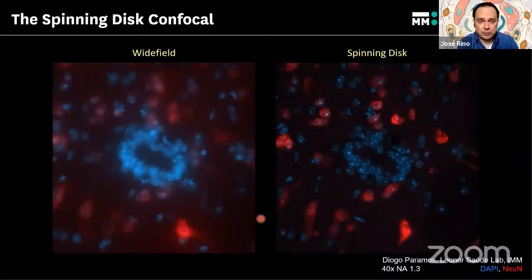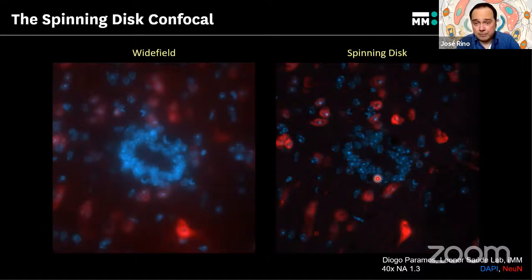So this is an example comparison between wide field and the spinning disk. This is a sample from Diogo Pagamos from Limassol Lab at IMM. It's a mouse spinal cord stained with DAPI and UN. I've imaged it on a spinning disk, which actually has a double configuration. It's a spinning disk on the left port and the wide field on the right port. So you can easily appreciate that even though it's a thin sample, a 10 micron slice, still on the wide field you get all of this blur, all of this fluorescence from planes above and below the focal plane, which you get rid of in spinning disk.